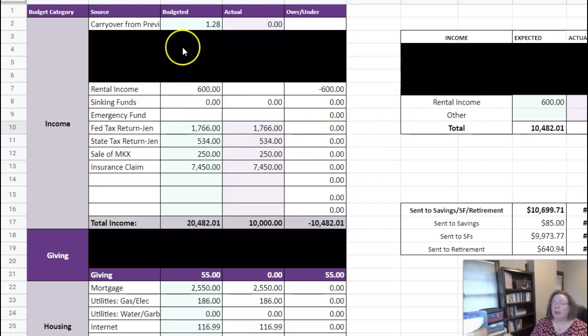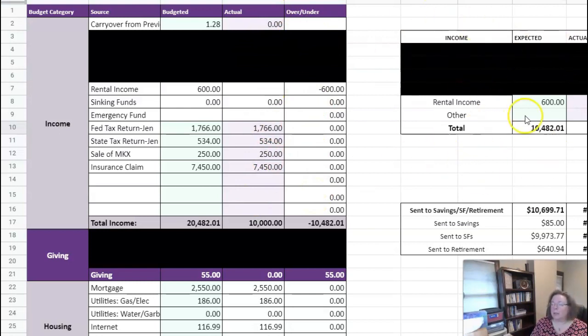And you can see here that I've got several columns. I've got our budget category over here on the left, and then I have a description or like a source. Then I have what we're budgeting. This is the actual, and then over/under, and there's some additional columns when we get down to the bottom in some of the other categories.